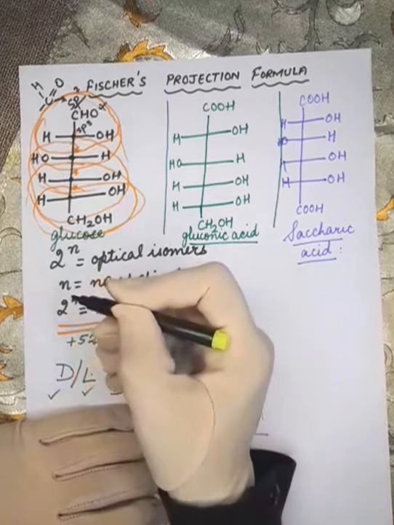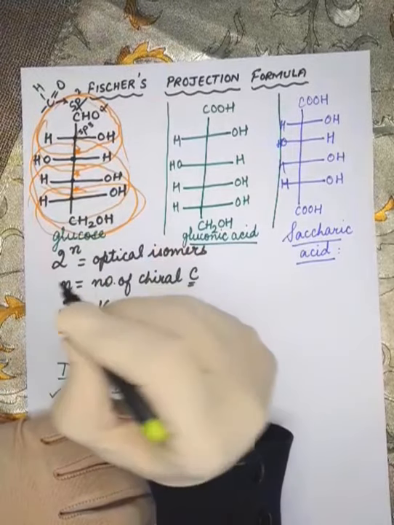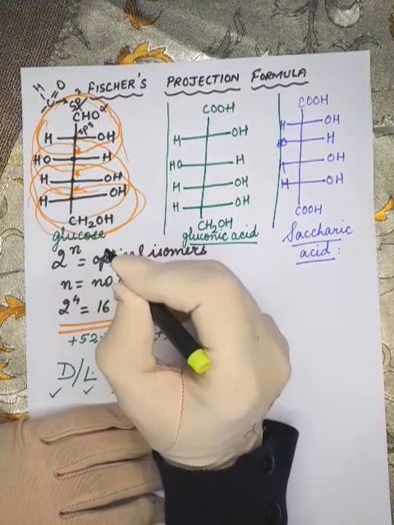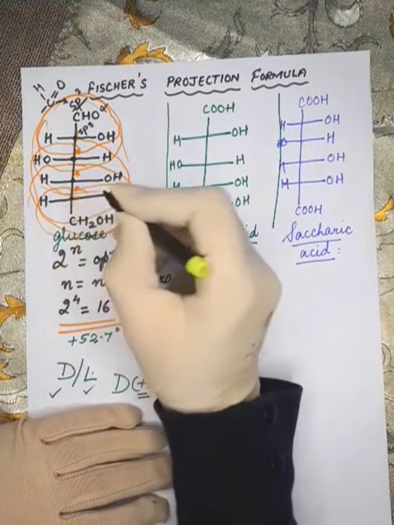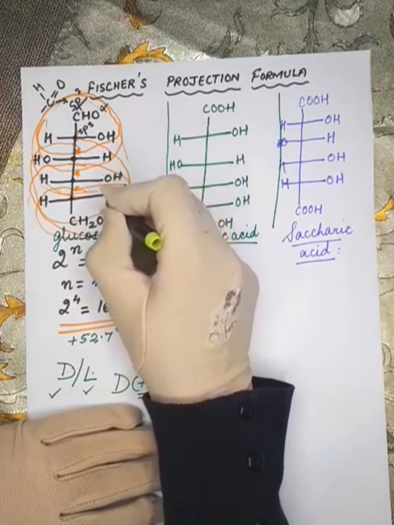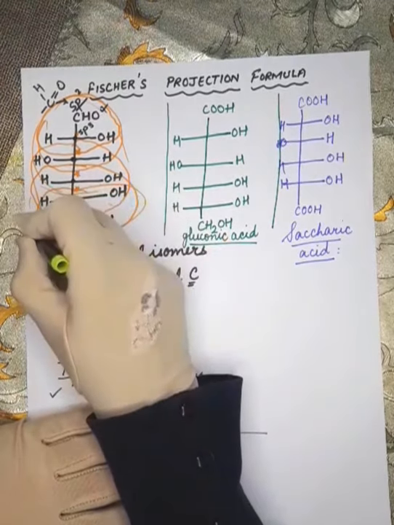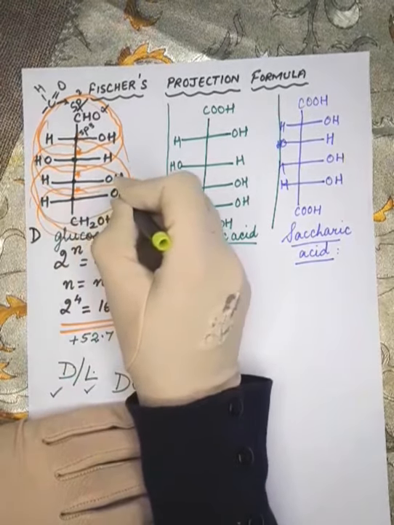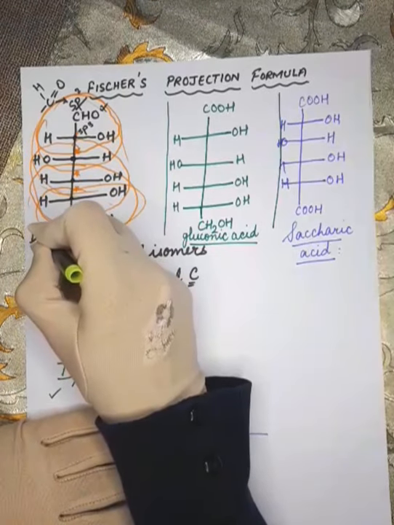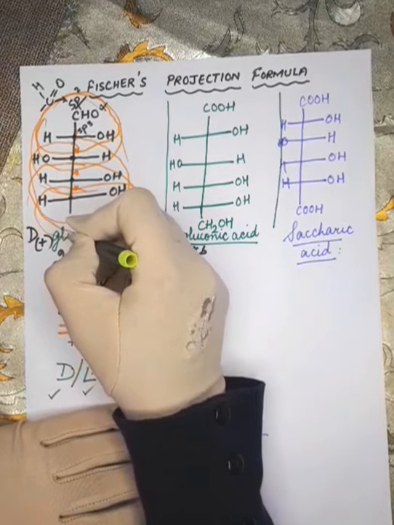This D and L configuration is the system of relative configuration of chiral compounds. A monosaccharide is assigned the D or L configuration on the basis of the lowest chiral carbon in the Fischer's projection formula. This is the lowest chiral carbon and here it is having the OH on the right side. Therefore, it will be assigned the D form. And if it rotates the plane polarized light to the right, then it will be called D plus glucose.